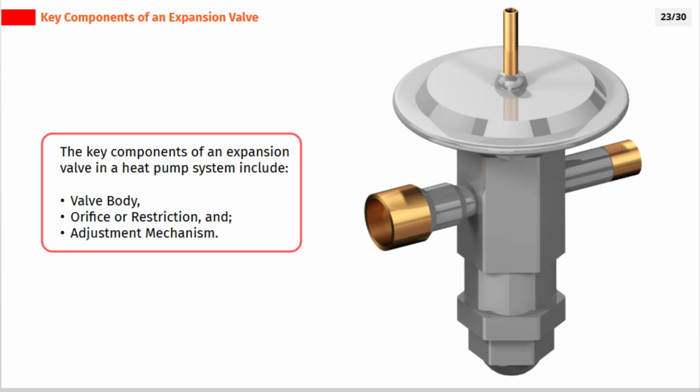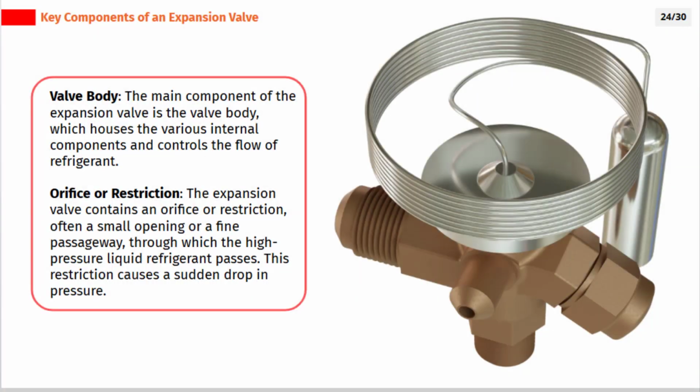The key components of an expansion valve in a heat pump system include valve body, orifice or restriction, and adjustment mechanism. Valve body. The main component of the expansion valve is the valve body, which houses the various internal components and controls the flow of refrigerant.